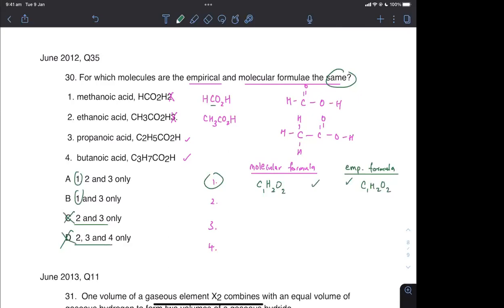So you don't need to check for everything, because now I know number 1 is correct. So C and D must be wrong. If C and D are wrong, I'm left between A and B. Look at A and B. 1 and 1, okay. 2 and 3 and 3.